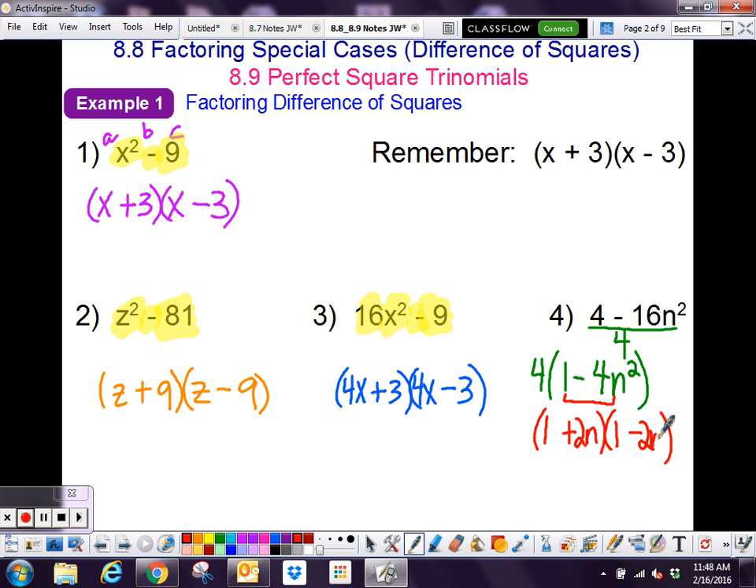And what times itself gets me n squared? N. And don't forget about that 4 that we took out from the beginning. This one's a little bit trickier because there was a GCF. I don't know how many times I need to reiterate that you've got to take your GCF out first. Then if you're left with a binomial, check to see if it is a difference of squares. Most of the time it probably will be.